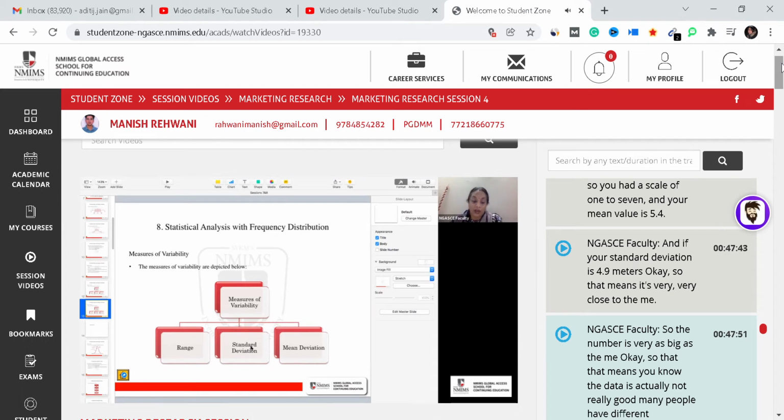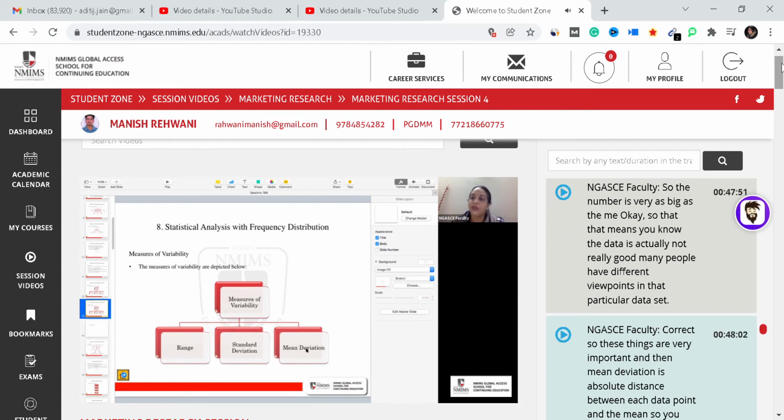So that means your data is actually not really good. Many people have different viewpoints in that particular data set. Correct. So these things are very important. And then mean deviation is the absolute distance between each data point and the mean. So when you quote, you have to quote the standard deviation for every variable along with the mean.